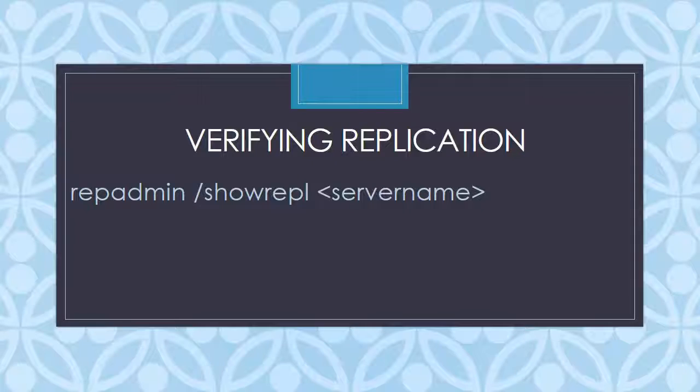Thanks for watching. Another way to verify replication is by using the repadmin command line tool. You're going to add the argument showrepl or show replication and your server name. If you specify a server name, it'll run it on any server. If you don't specify your server name, it'll run it on the server that you're currently using.